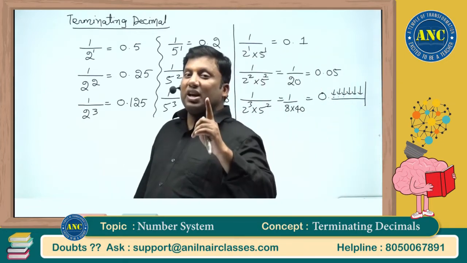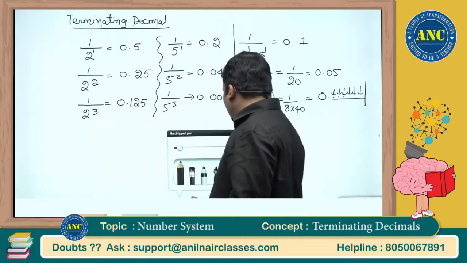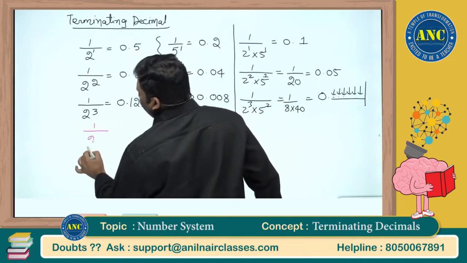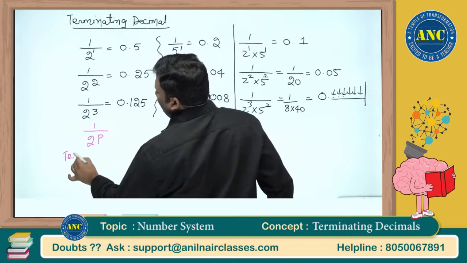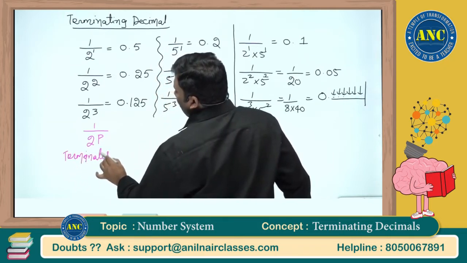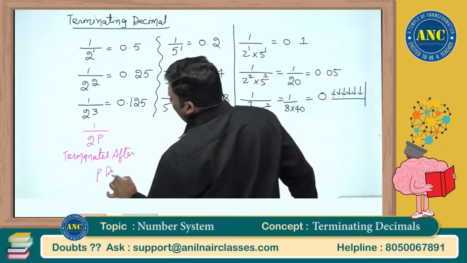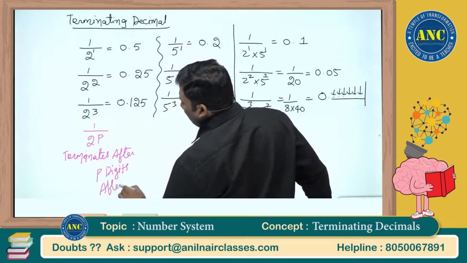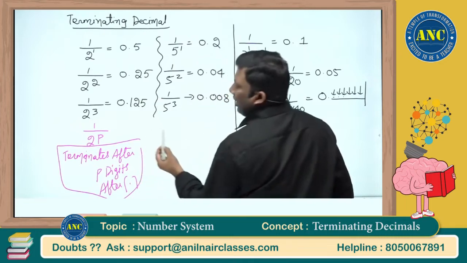This slide is an extremely important slide. Very, very important slide, sir. That means if it is 1 by 2 power p, it terminates after p digits after the dot. Are you all with me? After the dot, exactly after p digits, it terminates.